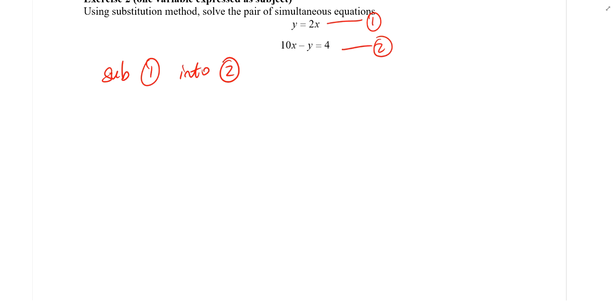So what do I mean? Every time I see y, I will change it to become 2x. Okay? In my equation number 2, every time I see y, I change it to 2x. It's as simple as that. So after I substitute, this is what I arrive at. 10x minus, now it's time to substitute, right? Y minus y. And y, according to equation number 1, is the same as 2x. Must be equal to 4.